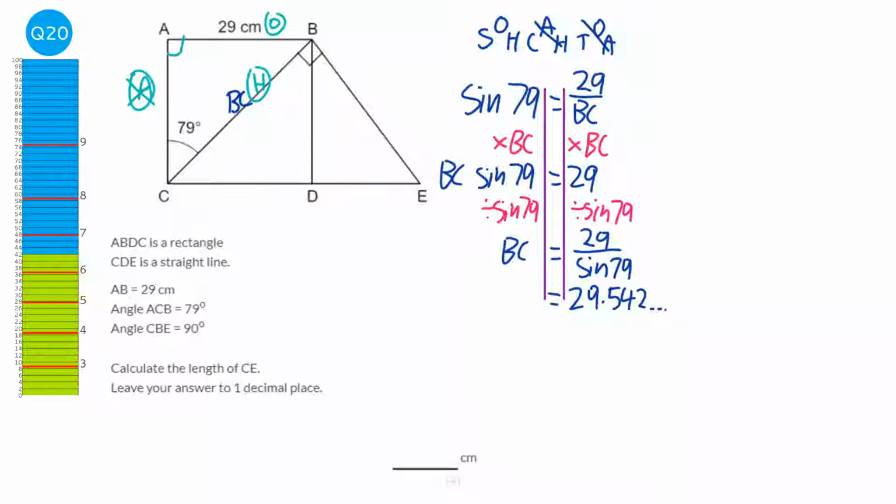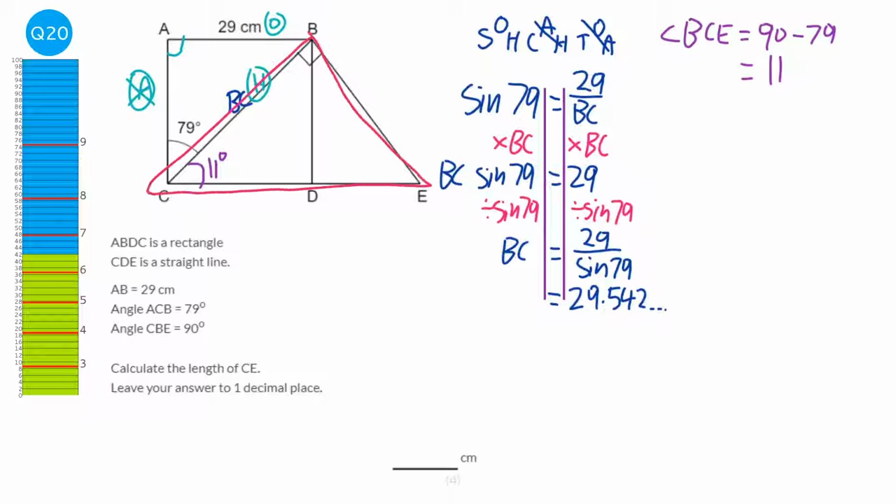Okay, so next thing we need to figure out is angle BCE. So where are we? This angle here. To work that out, we're just going to take 79 away from 90. So angle BCE is 90 take away 79, and that's going to be 11. So we know this is 11 degrees here. And we have enough information now to work out CE, because we've got this triangle here, and we've got this length here, the BC, and we've got this angle here. So we've got enough information now.